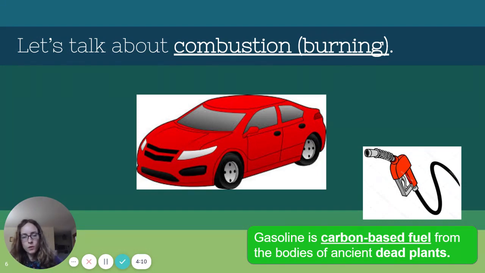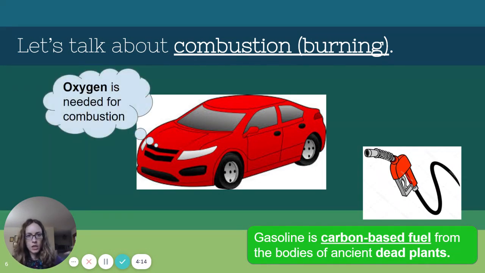So you have this fuel from dead plants that contains carbon. Your car has a grill on the front where oxygen, like air intake, can come into the engine, and that's going to bring in oxygen that's needed for combustion.